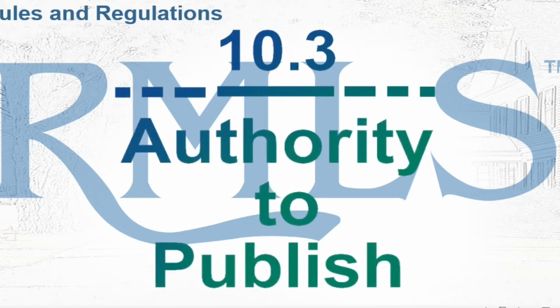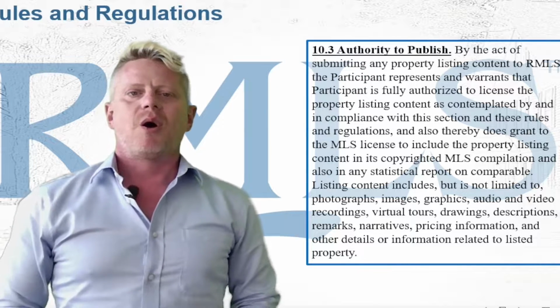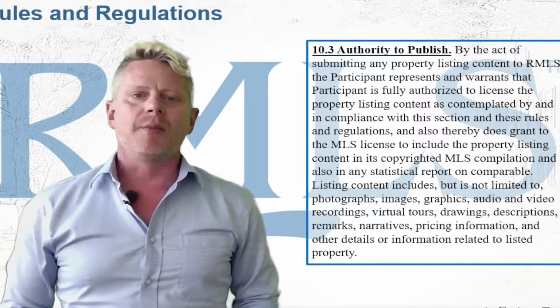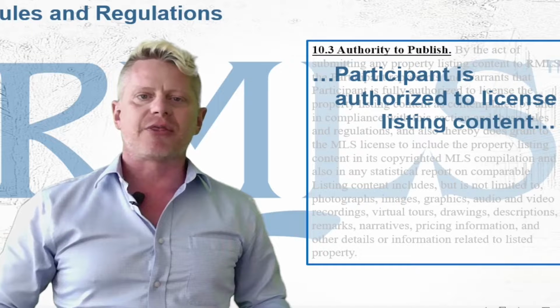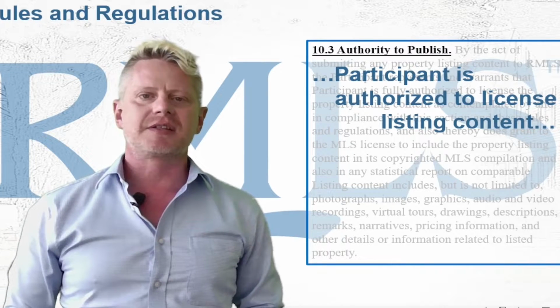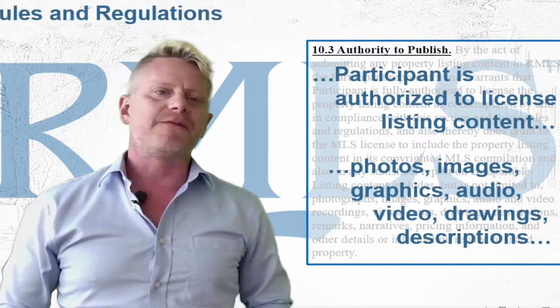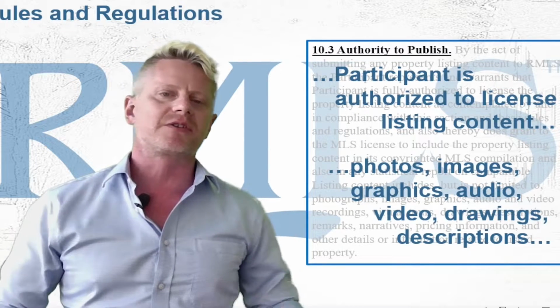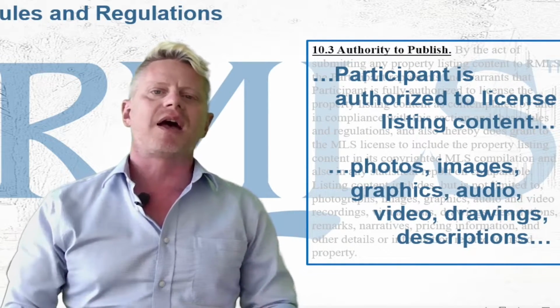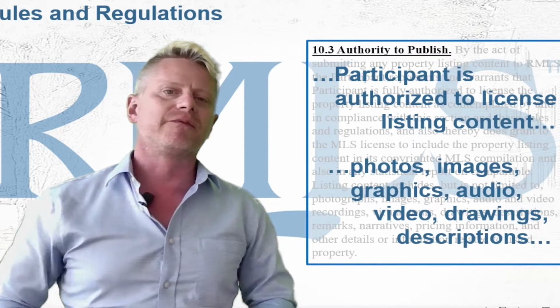Next, we have Rule 10.3 about the authority to publish. When a listing is entered into RMLS, as the listing agent, you are representing that you have the authority to license the listing content. This includes any photos, images, graphics, audio, video, drawings, or descriptions. You are authorized to license this information.